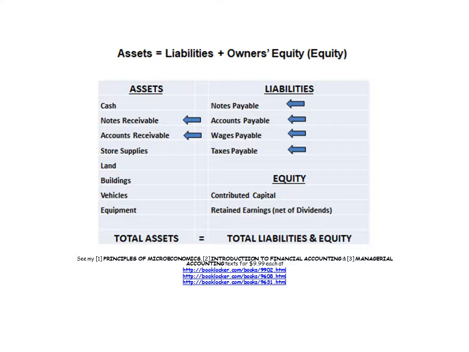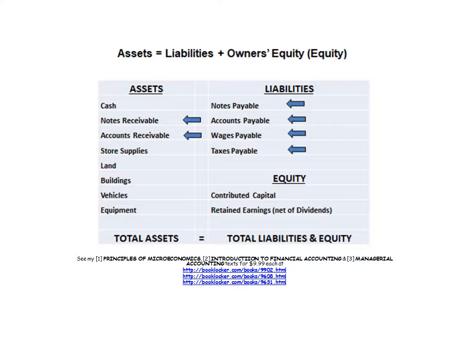This is the basic accounting equation at the top. Assets equal liabilities plus owner's equity. Some textbooks just say equity. In Great Britain, the United Kingdom, they refer to liabilities and owner's equity in a combined form as equities. So they say assets equal equities. On the left-hand side, you have the assets. On the right-hand side, you have the liabilities and equity.